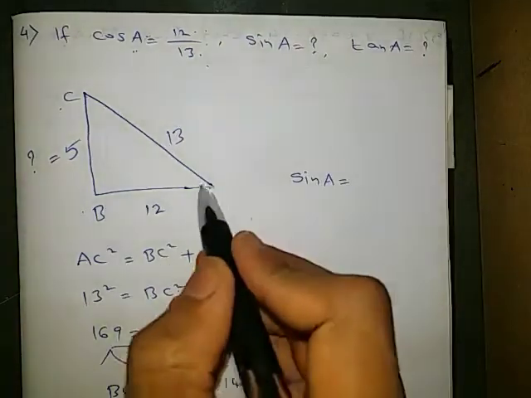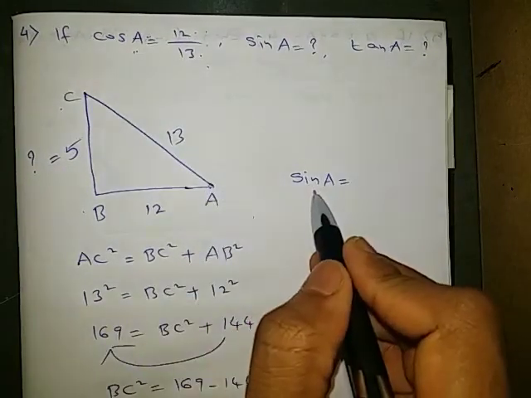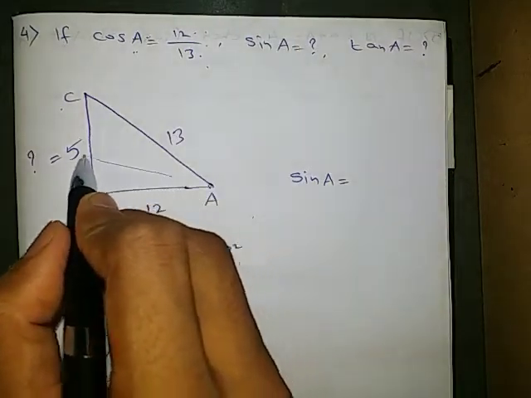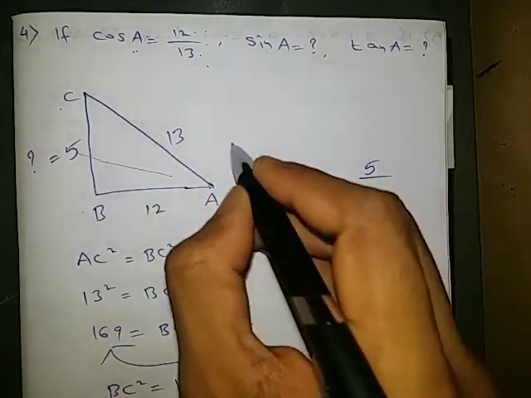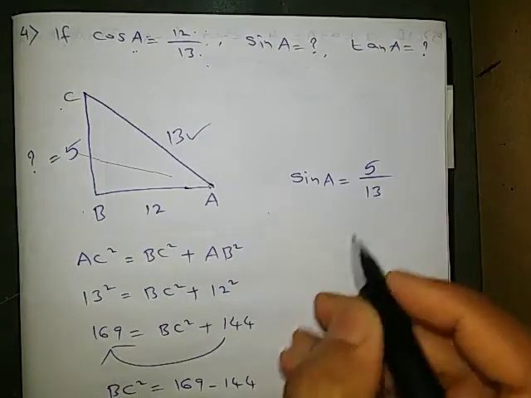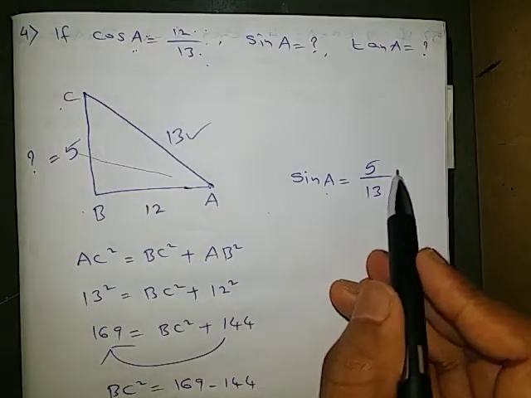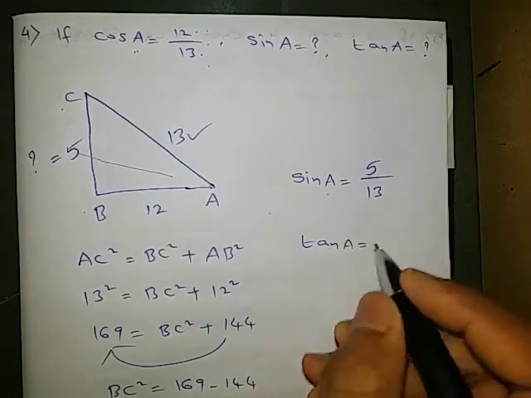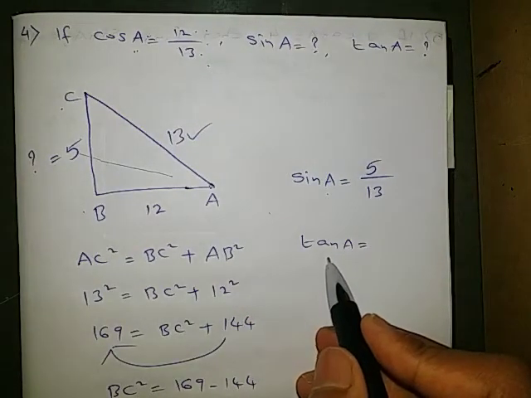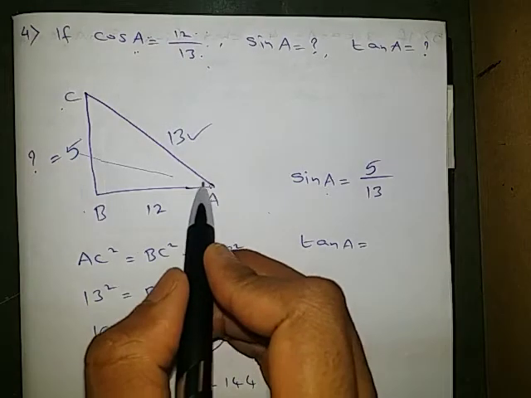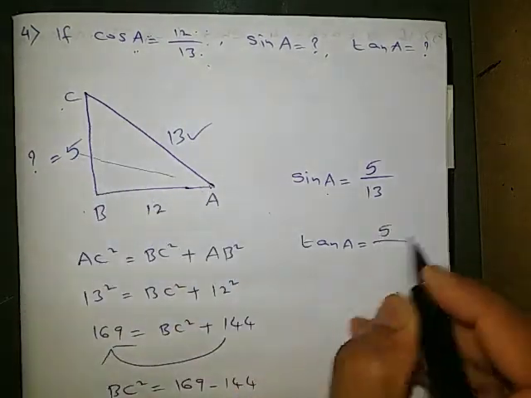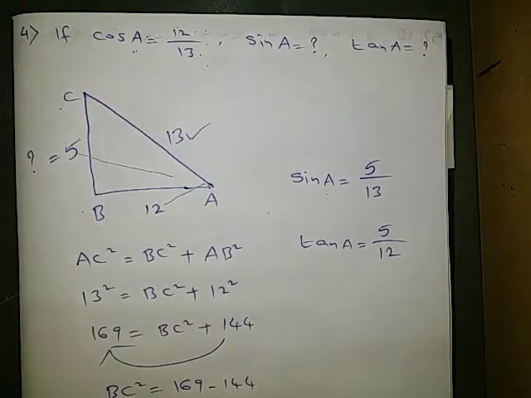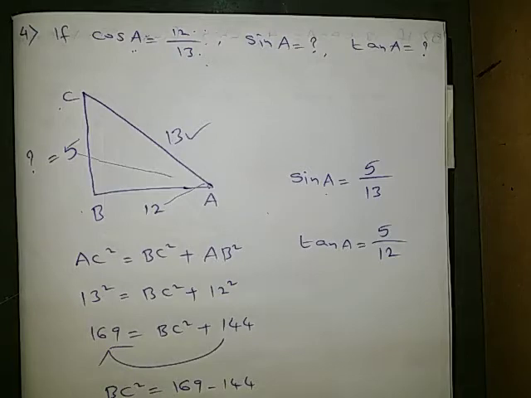Sin A. For this angle A, sin is opposite by hypotenuse. So for this angle A, the opposite is 5 divided by hypotenuse 13. So the sin A value is 5 by 13. Next, tan A. Tan A is opposite by adjacent. For the angle A, opposite is 5 divided by, for the angle A, adjacent is 12. So the tan A value is 5 by 12.